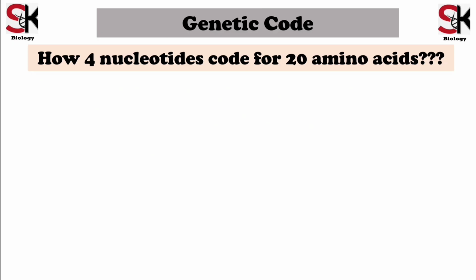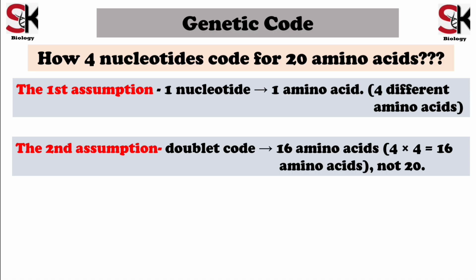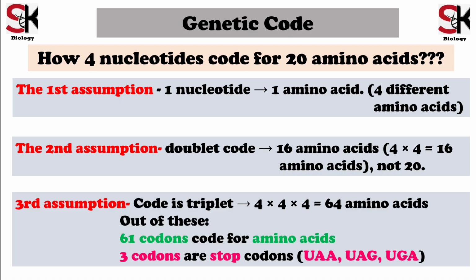To find the answer to this question, scientists proposed 3 assumptions. First assumption is one nucleotide is coding for one amino acid. But in this way, we will only get 4 different amino acids, not 20. So this assumption is discarded. Second assumption is the code is doublet, that is having 2 nucleotides. This also gives only 16 amino acids, not 20. So the third assumption scientists gave was that the codon is triplet.